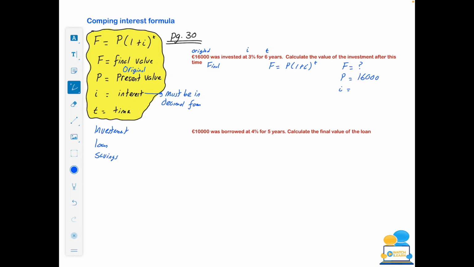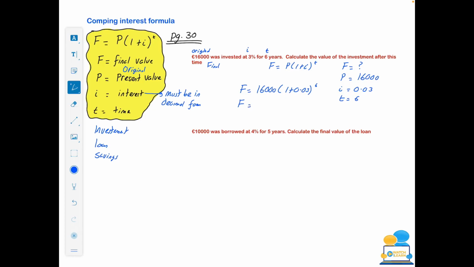Okay, so to do that I'm going to divide 3 by 100 to make it into a decimal. That'll be 0.03, and T is time, so it's going to be 6. Now I'm just going to put that into my formula. So F is equal to 16,000(1 plus 0.03), all to the power 6.